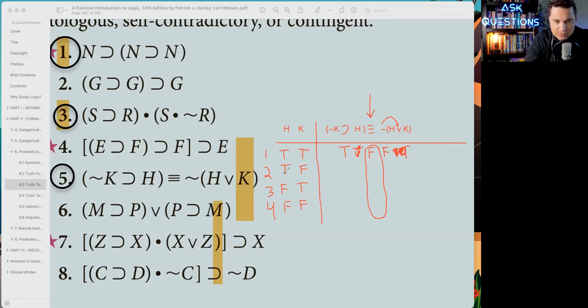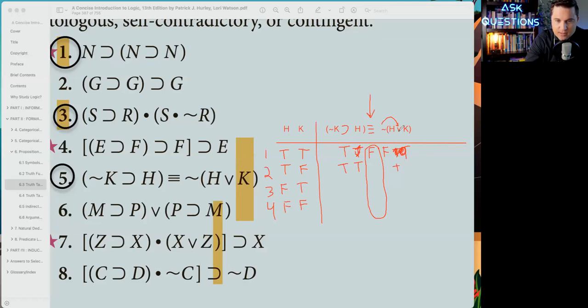Let's go to row 2. In row 2, H is true again, which means that this horseshoe is going to be true. And so if this statement on the right is true, we can stop because we'll have our answer because the triple bar will be true. It has to be a contingent statement. So H is true.